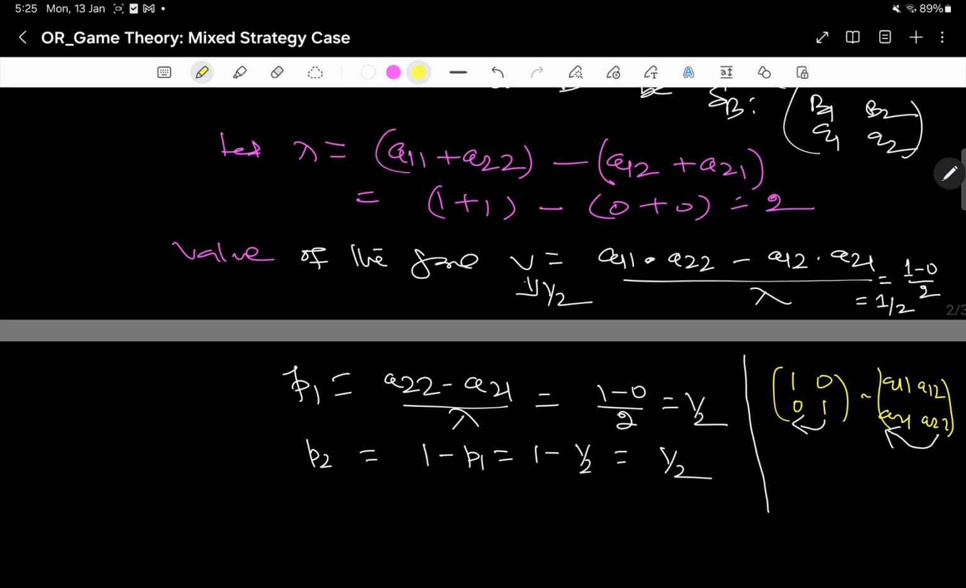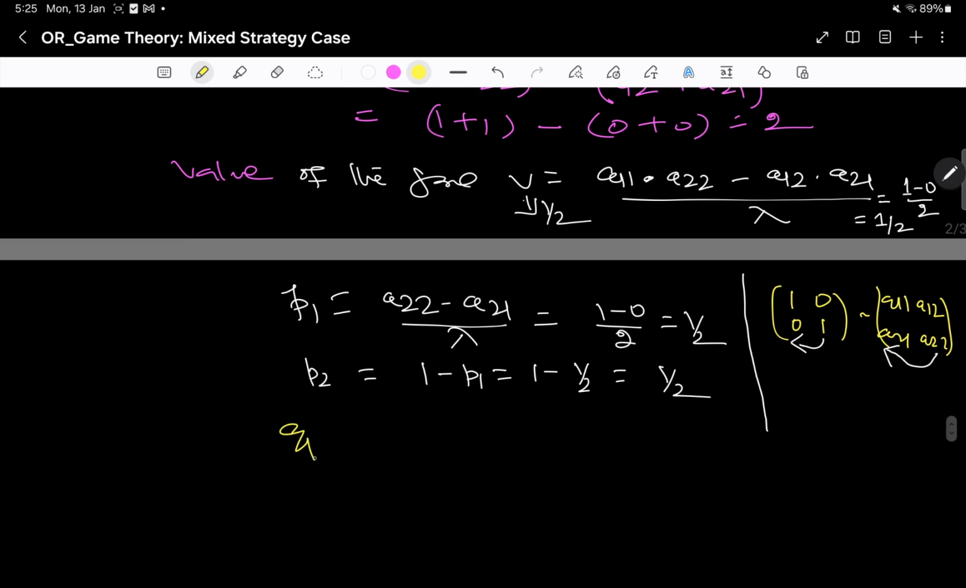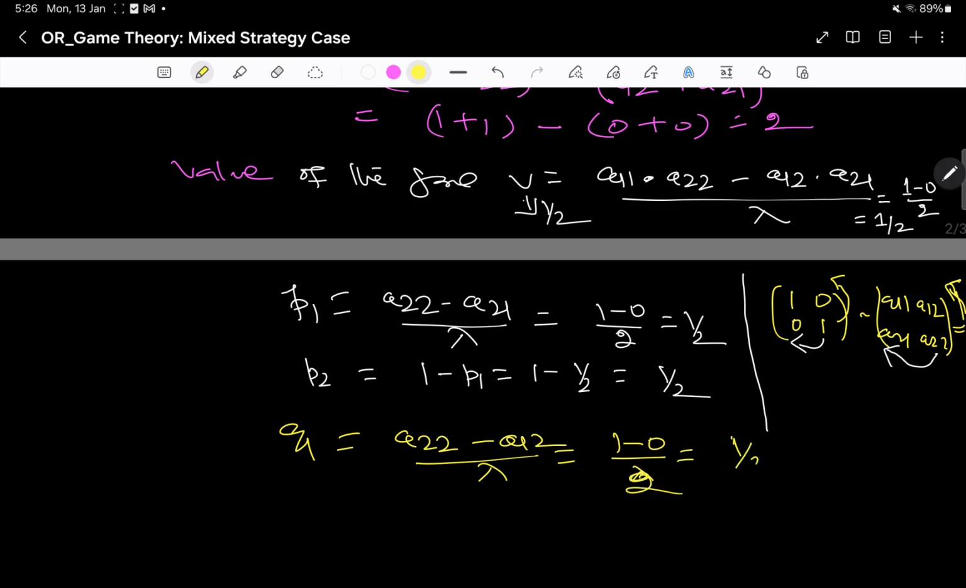Then coming to your Q1. What is your Q1? Q1 will be this minus this, which means A22 minus A12 divided by lambda. So it will be 1 minus 0, 1 minus 0 by lambda. Lambda is 2, so this is 1 by 2. This implies what is your Q2? Q2 is 1 minus Q1, which is 1 minus half, equal to half.